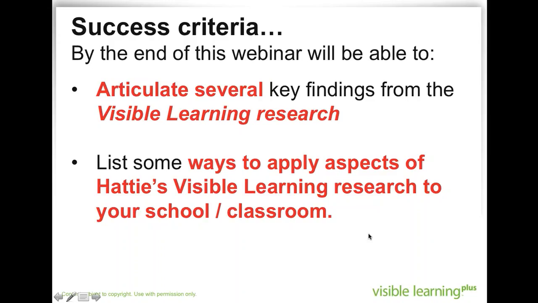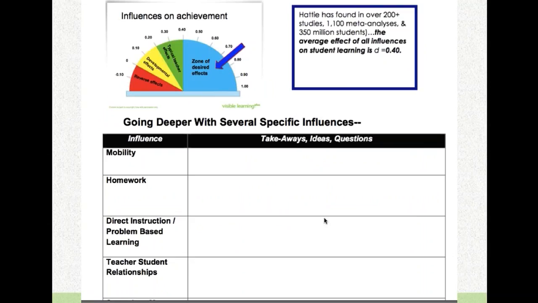So our success criteria for this specific webinar is by the end of this webinar, be able to articulate several findings from the visible learning research, be able to articulate what does Hattie's work really show us? What did it tell us? And then how we could possibly apply some of those aspects of the visible learning research to our school, or even to our specific individual classroom setting.